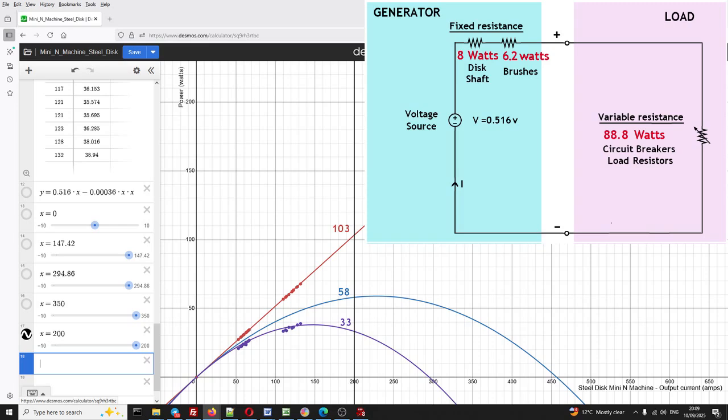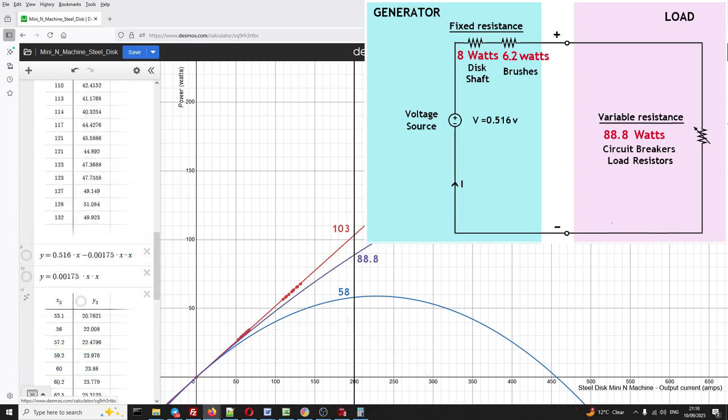So the load power curve would now look like this. So redesigning the brushes with much lower electrical resistance would require a liquid metal contact with the disc, and I will come back to this.